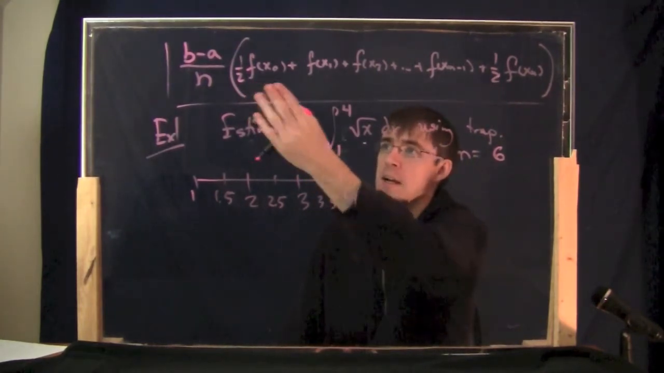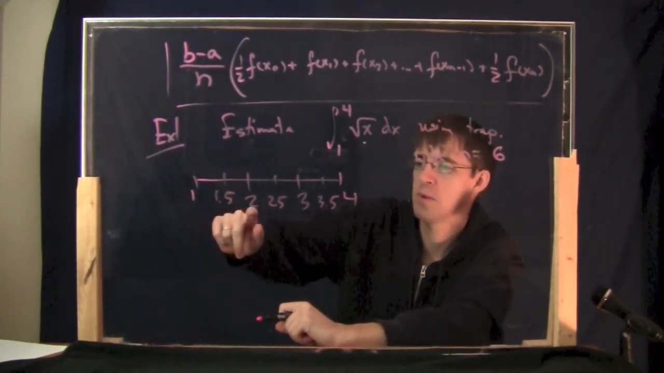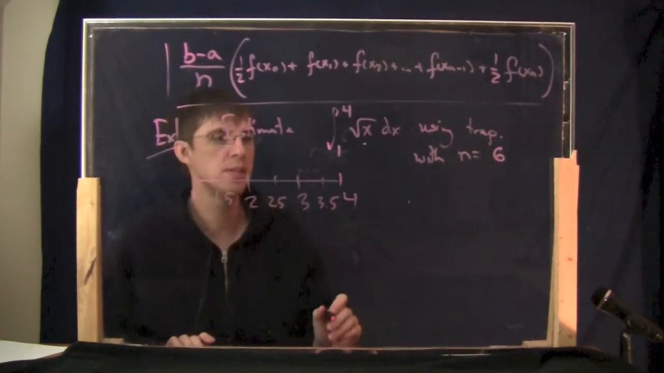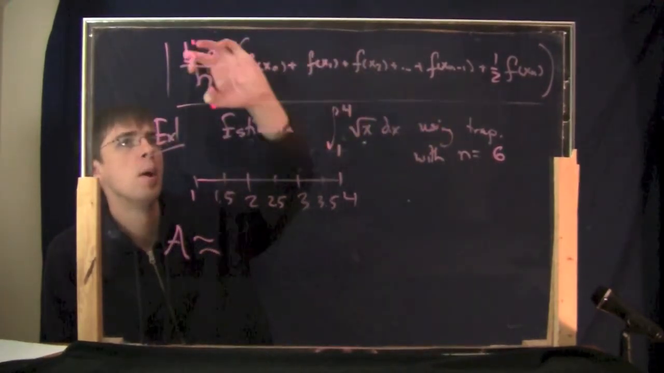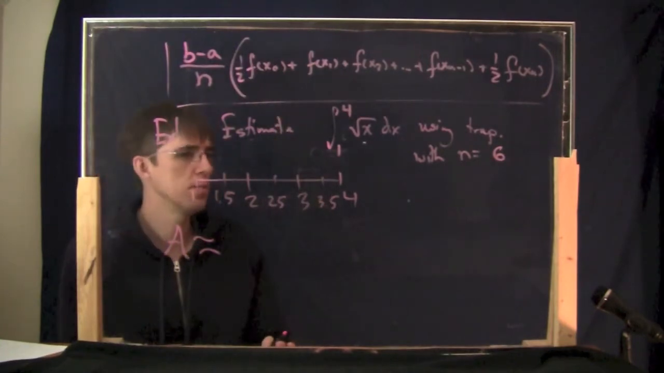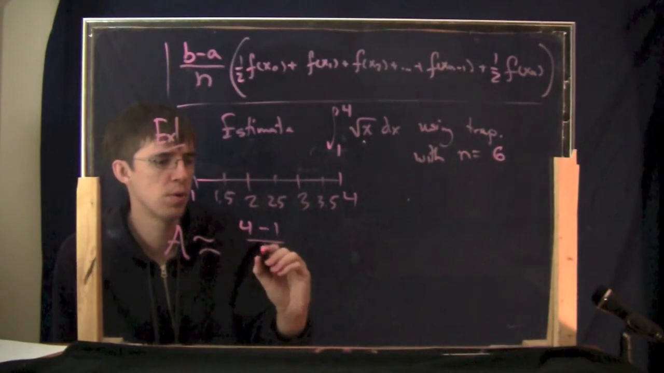I think we're ready to just basically write the answer, right? Because this is going to be x0, this is x1, x2, x3. So what is the answer? The area under the curve is approximately, according to this formula, b minus a over n. Well, b and a are 4 and 1. I'll write it all out. 4 minus 1 over 6, right?